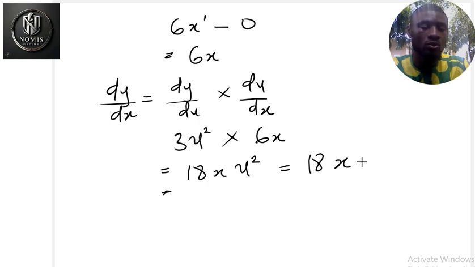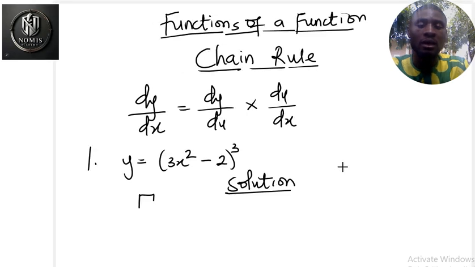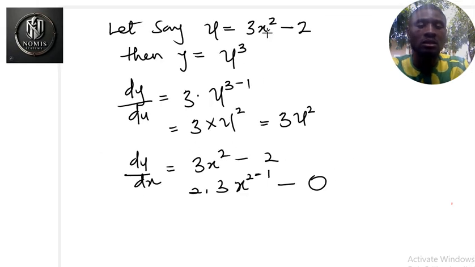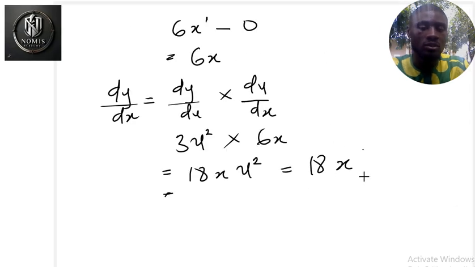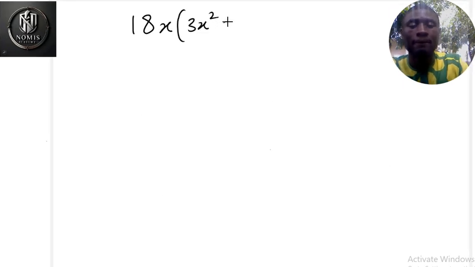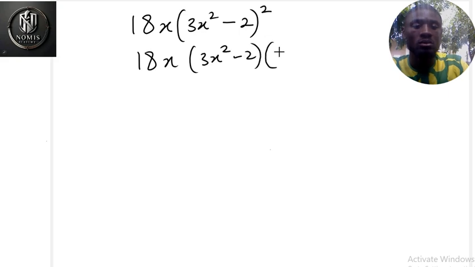So that will give us 18x. Our u is equal to what now? Remember that our u is 3x squared minus 2. So you can put it in brackets, (3x squared minus 2). So remember what we have was 18x times (3x squared minus 2) all raised to the power of 2. So this is 18x times (3x squared minus 2) multiplied by another (3x squared minus 2).